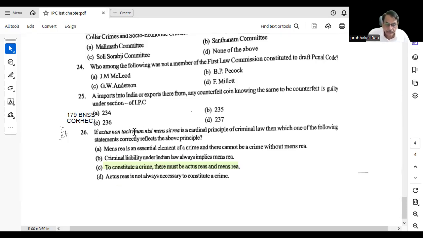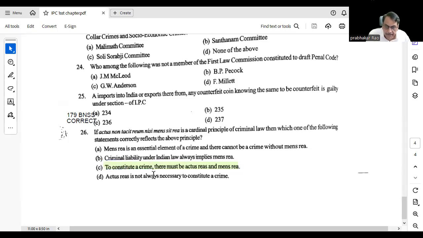Next, I think this is the last question in this chapter. If actus non facit reum nisi mens sit rea is a cardinal principle of criminal law, then which one of the following statements correctly reflects the above principle? Almost all the options are similar and most confusing. Even then, we will go for the most probable answer.